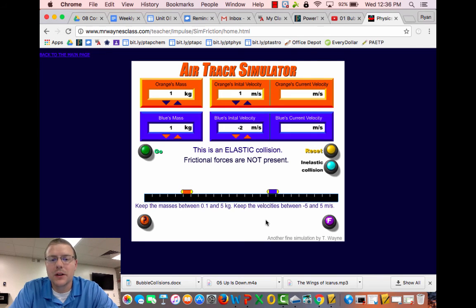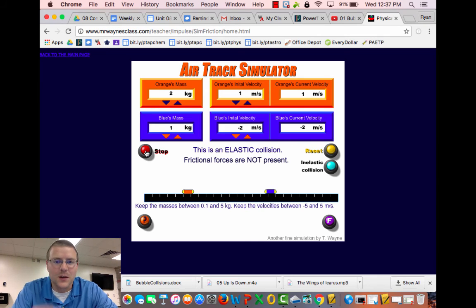So back to the simulator here. We've got two masses. We'll have them be the same mass. Orange velocity at 1 and blue velocity at -2. We'll set the collision to happen. This is an elastic collision. And there is our end result. The orange velocity moved to -2. The blue velocity moved to +1. They basically swap velocity since they were even masses.